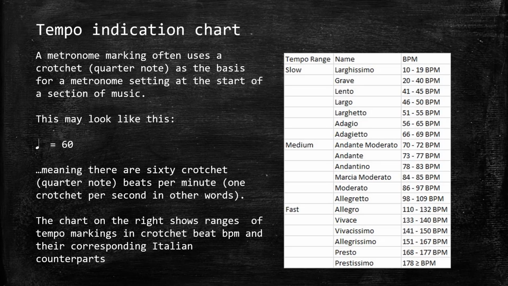Tempo indication chart. A metronome marking often uses a crotchet or quarter note as the basis for a metronome setting at the start of a section of music. This may look something like this. 1 crotchet equals 60, meaning there are 60 crotchet or quarter note beats per minute, which is another way of saying 1 crotchet per second. The chart on the right shows ranges of tempo markings in crotchet beat BPM and their corresponding Italian counterparts.